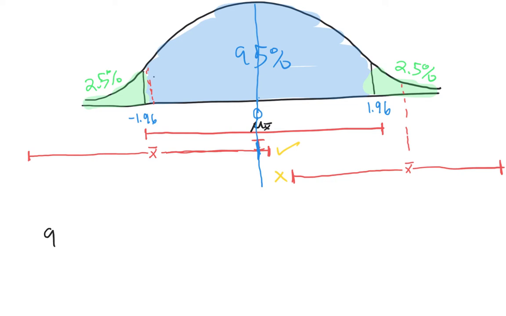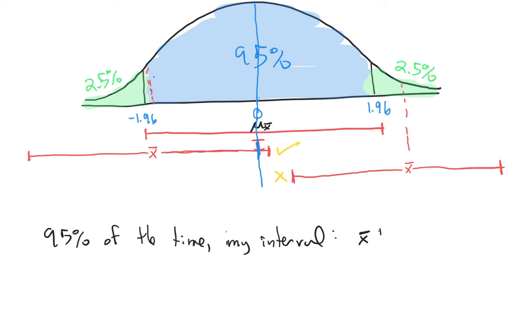So 95% of the time, my interval, and that interval is starting at that calculated sample mean, and it's within, so plus or minus 1.96 standard errors, 95% of the time, that interval will contain the sample distribution mean, which by the central limit theorem is the same as the mean of the population.